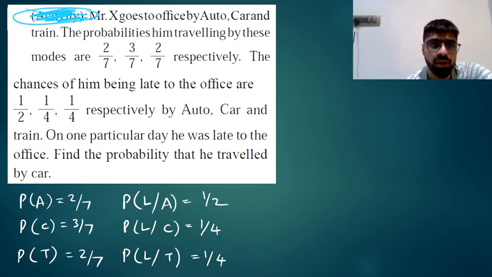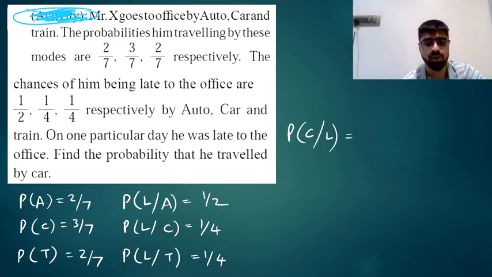Now one particular day he is late to the office. It is given that he is already late. Now find the probability that he was traveling by car. So you are finding the probability of car travel given that the person is late. This will be written as the reverse of this. So P of L given C.